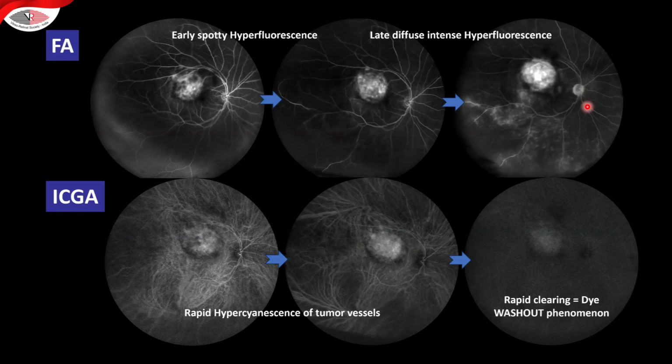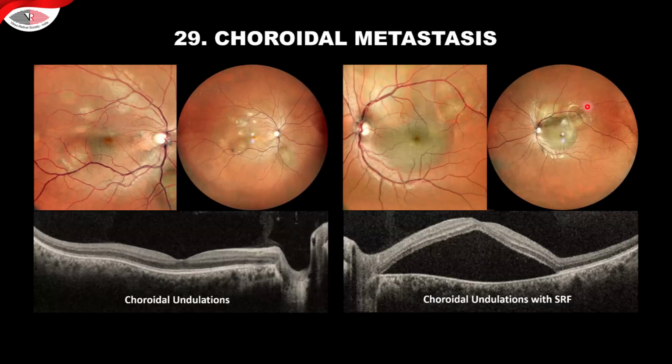When you do an ICG, you see a rapid hypercyanescence of the tumor vessels, and the rapid clearing is a dye washout phenomenon because of the circulation, which is quite extensive in this particular type of tumor.